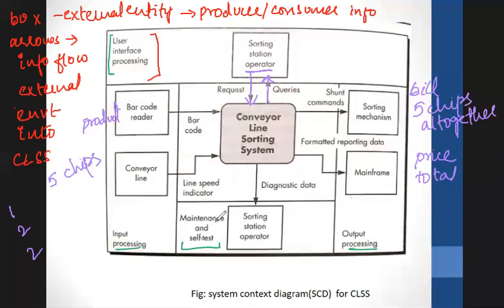Now we come on to the maintenance and self-test. If suppose there are any errors or bugs within the system, that job will be done by the maintenance and self-test part. That is, from the CLSS, you are going to collect some diagnostic data and check whether the software is working well or not. If any bugs are there, those bugs are going to be fixed in here. This is the system context diagram for CLSS. That is, you've got the input processing, output processing, user interface processing, and maintenance and self-test.